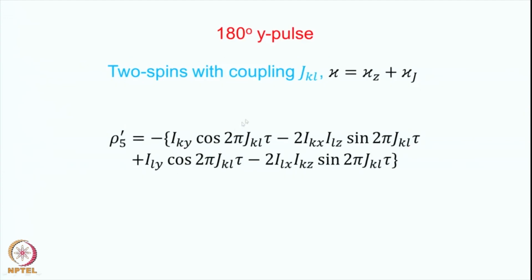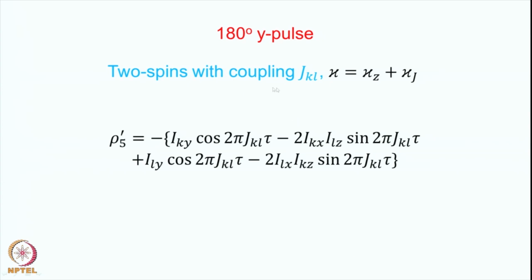Now, let us consider the next case where you have two spins with coupling JKL. Now, we have Hz plus Hj, this is the Hamiltonian now. Now, we have seen before that the chemical shift is completely refocused at time point phi. So, therefore, we need not calculate the chemical shift evolution once more here, because you remember we said evolution under Hz and Hj can be calculated independently. It does not matter which one we calculate first, which one we calculate second, it does not matter at all.